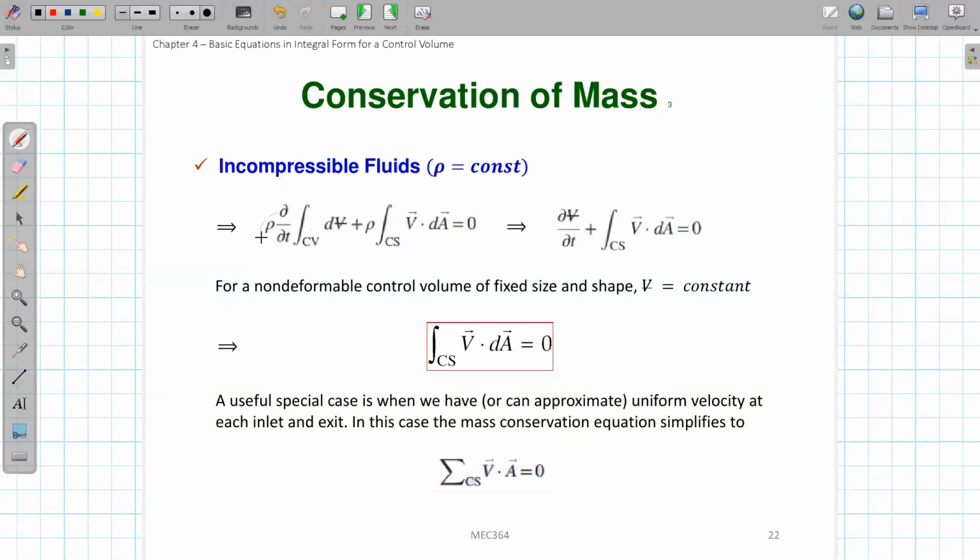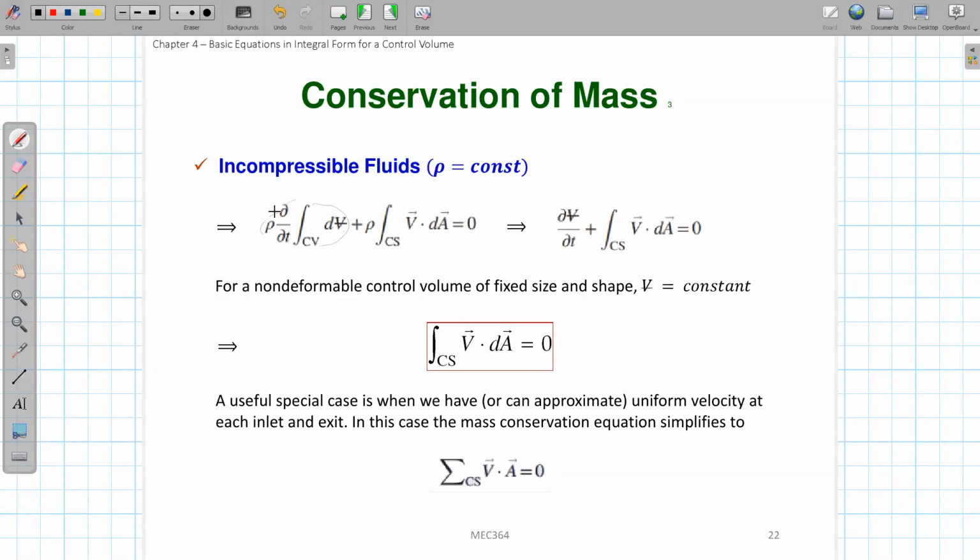And then you can divide both sides by rho, so rho will disappear. And for this one, your integration of dV is the volume, the integration over the whole control volume. So the result will just give you the volume of your control volume. So this one just gives you V.